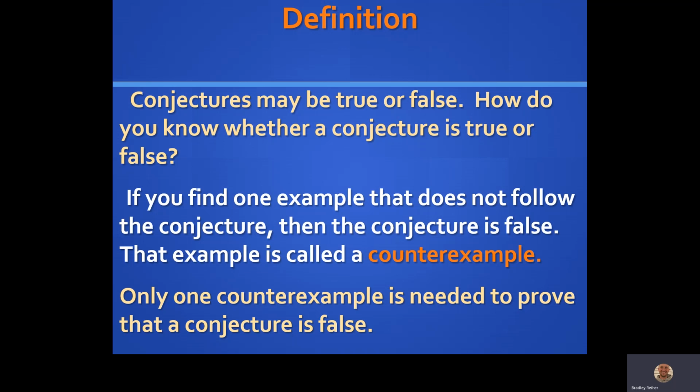Okay, so conjectures could be true or false. Every prediction that you make isn't always correct. How do you know whether a conjecture is true or false? Well, if you can find one example that does not follow that conjecture and that makes the conjecture false, that would be called a counterexample. You only need one counterexample to prove that the conjecture is false. We're going to use an abbreviation for counterexample. Instead of writing out the big long word, we're going to use the letters CEX for counterexample.